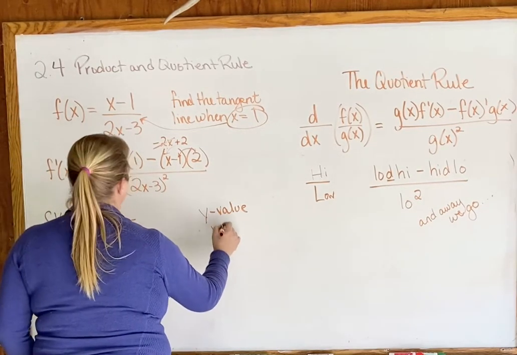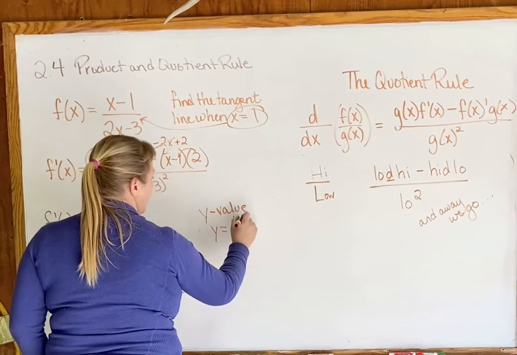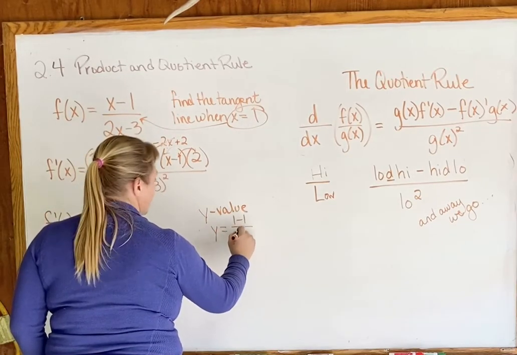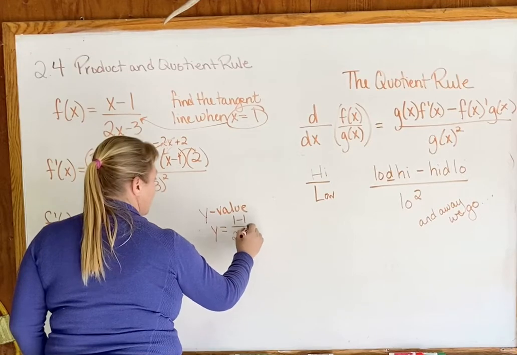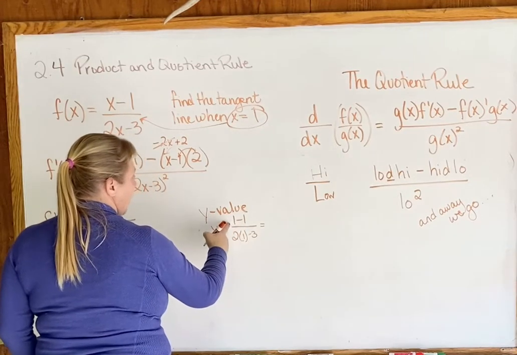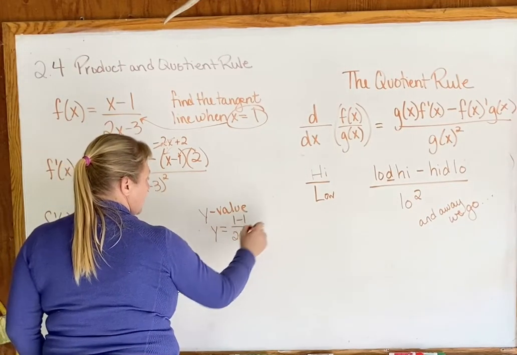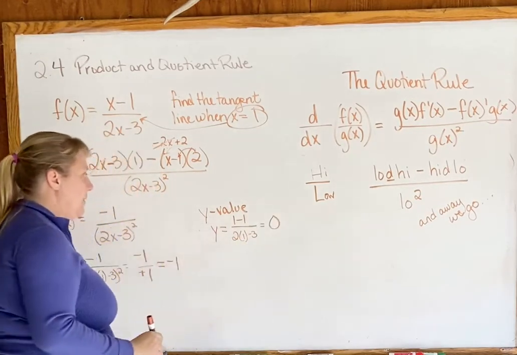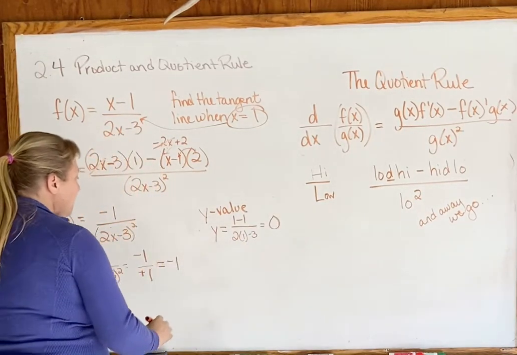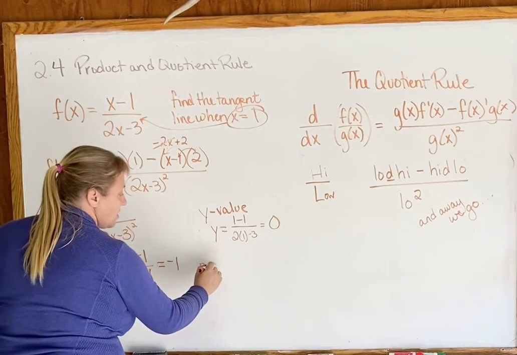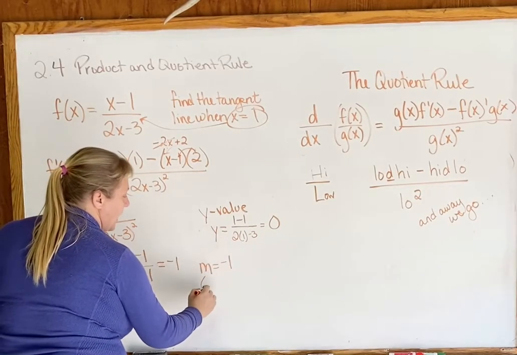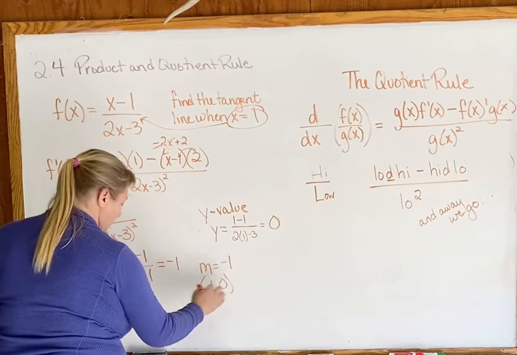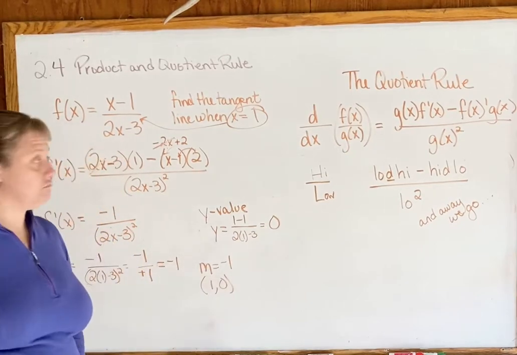So y equals, we'll plug it in up there, 1 minus 1 over 2 times 1 minus 3. Oh, look what happens. The top equals 0, the bottom equals negative 1, but the top being 0 means it's going to be 0. So we know that our slope is negative 1, and now we know that our point is the point 1, 0.